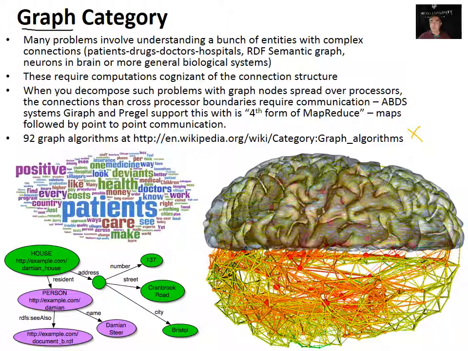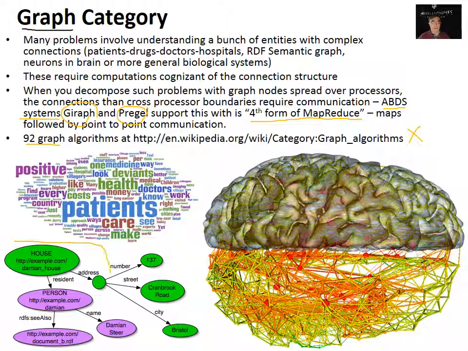And there are various important algorithms. If you go to Wikipedia, you'll find 92, which tend to be rather difficult to parallelize, and sometimes are hard to do on distributed memory and things like that. Studying of graph algorithms is an important area of research. The software Giraph and Pregel are typical of those that support graphs. And this corresponds also to the fourth form of MapReduce in our previous discussion, maps followed by point-to-point communication. Let's illustrate that. Here we have an RDF graph.